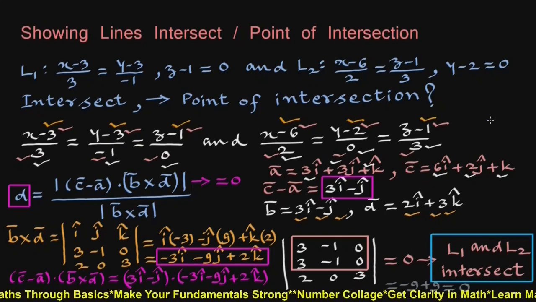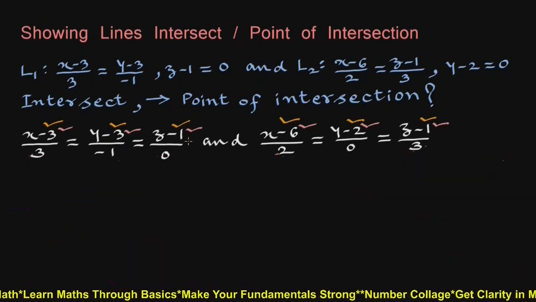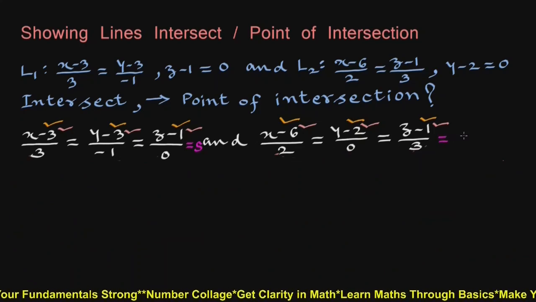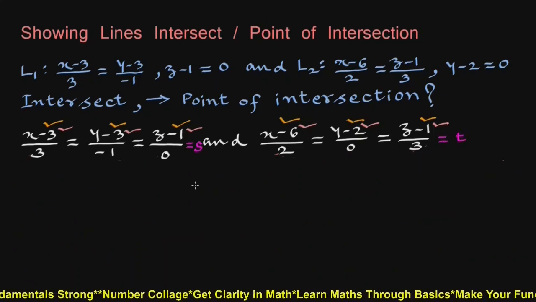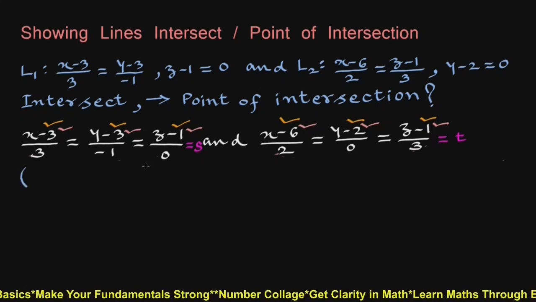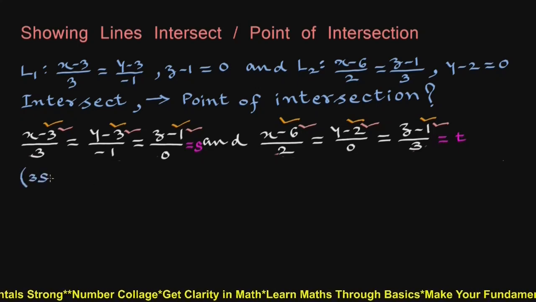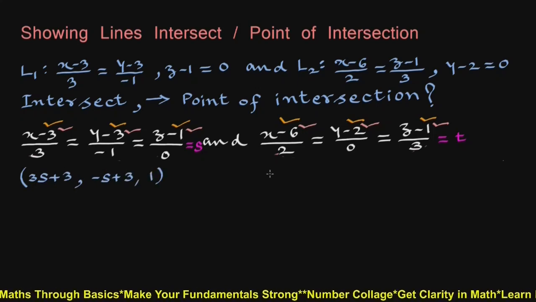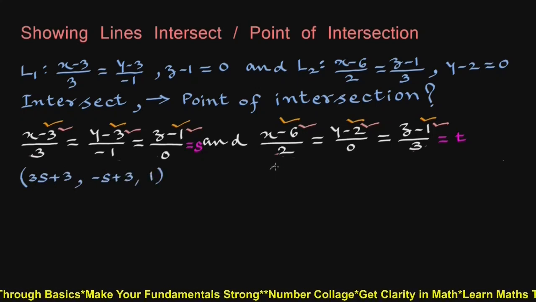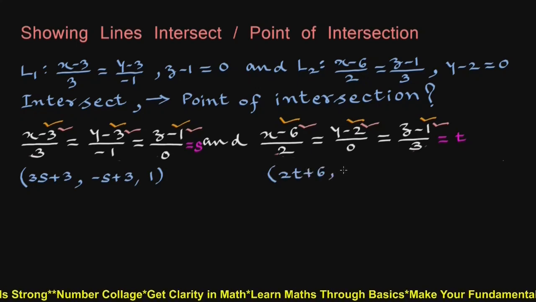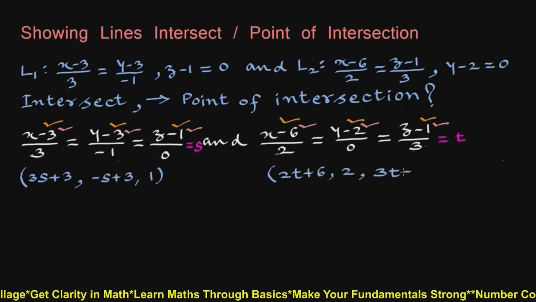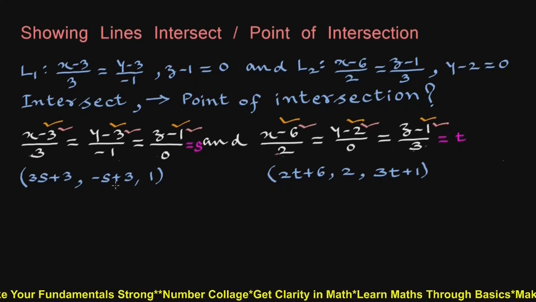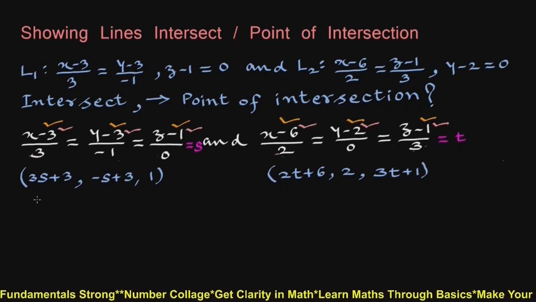Next we find the point of intersection. For L1 this will be s, and for L2 this will be t, so that point of intersection on L1 will be of the type 3s plus 3, minus s plus 3 and 1, and that on L2 will be of the type 2t plus 6, 2 and 3t plus 1. Now these 2 points being the same, we can equate their corresponding coordinates.